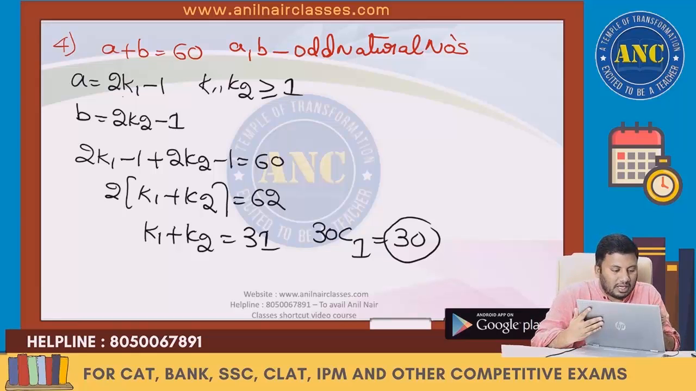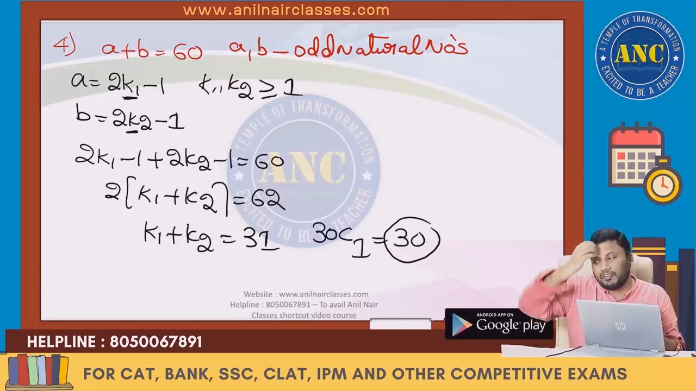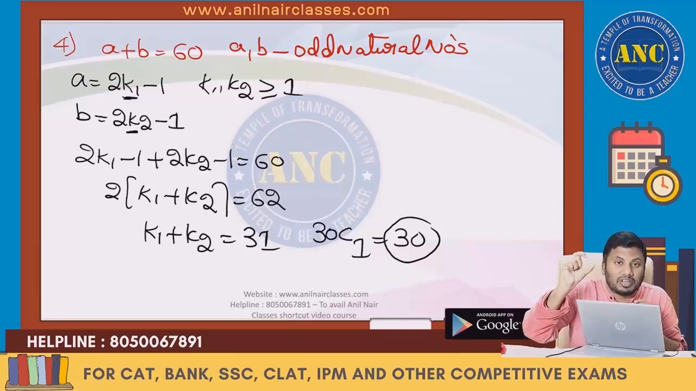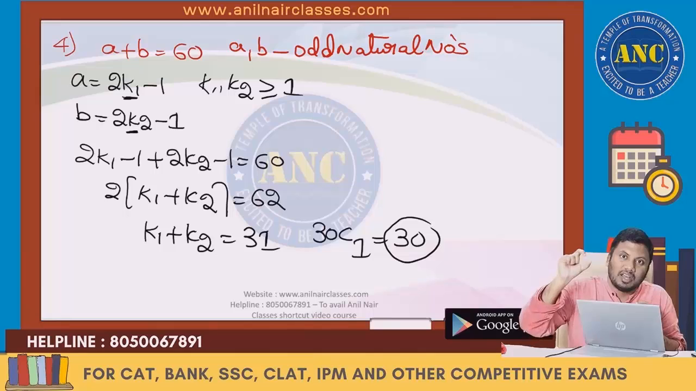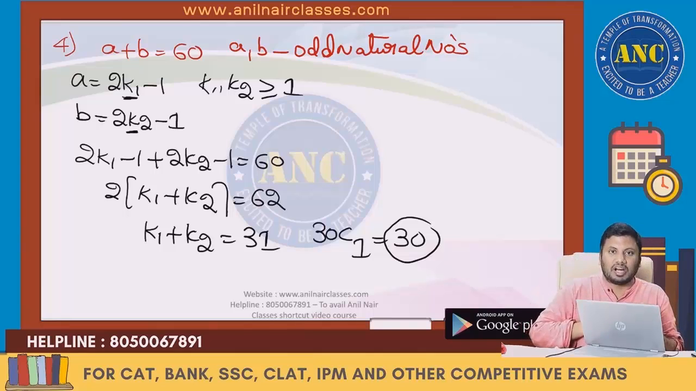Why am I making 2k1 minus 1, 2k2 minus 1? If I take 2k1 plus 1, 2k2 plus 1, the variable will start from 0. We have not yet discussed the approach for when the variables start with 0. So I am using k1, k2 greater than or equal to 1.